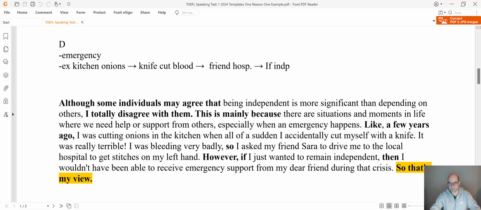However, if I just wanted it to remain independent, so here you could see I have an if sentence. I'm thinking about what would happen if I choose to remain independent and, you know, not want to depend on others, not want to rely on them. Then, so this is the consequence, which is part of the second clause here, I wouldn't have been able to receive emergency support from my dear friend during that crisis. So emergency, crisis, I'm paraphrasing a little bit to show off my topic vocabulary.